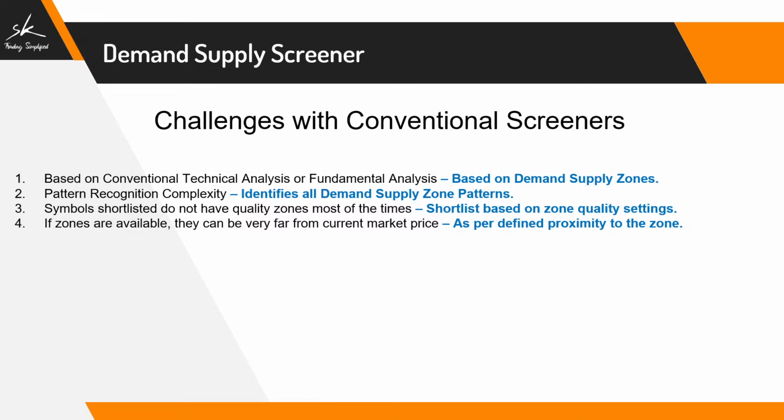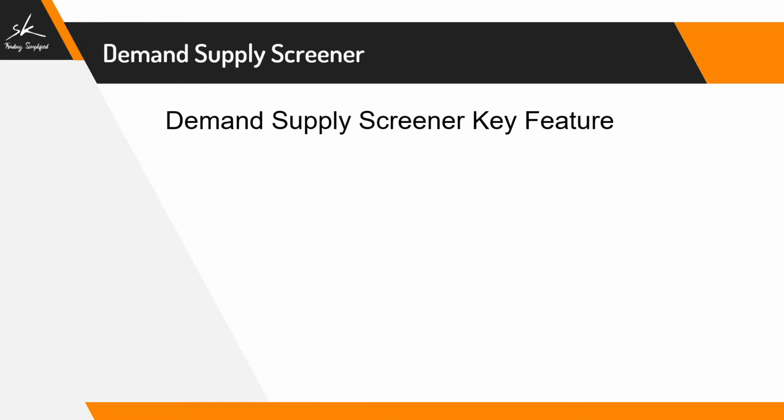So you can define your zone proximity, whether you want symbols where the current candle is touching the zone, or whether you want symbols where the current candle is, let's say, within 0.5% of the zone. So what is going to happen? It will only shortlist symbols for you where those conditions are getting applied, due to which you will be closer to the zone, which increases your probability of participating in a trade.